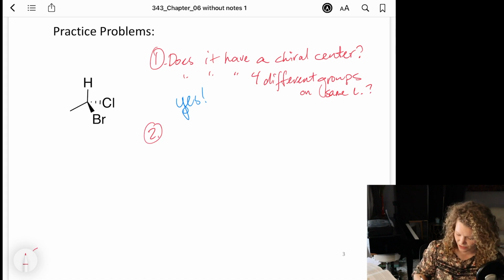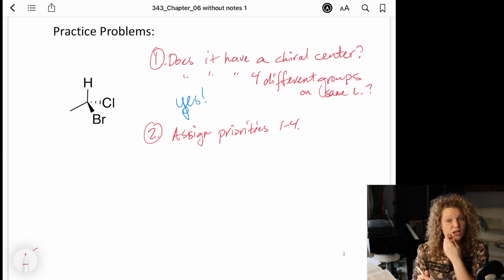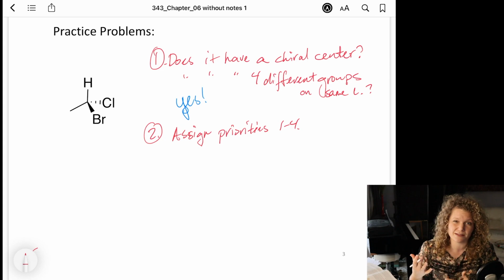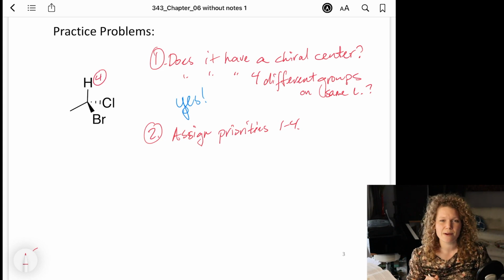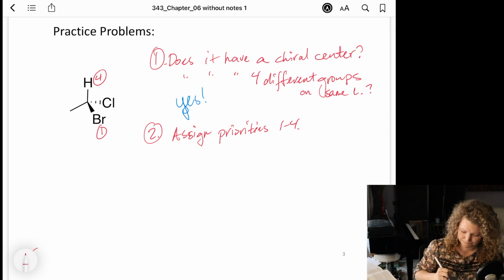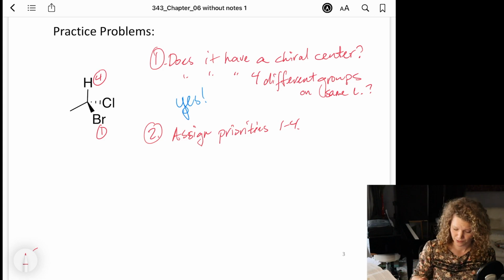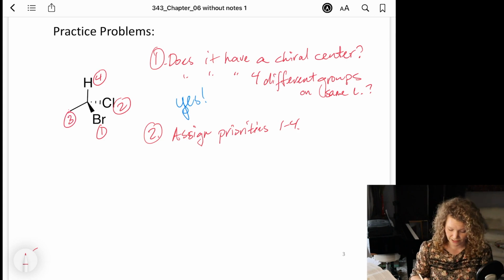And then the second thing you need to do is assign priorities, one through 4. All right, let's do that. So of the 4 groups, which one has the lowest atomic number? That would be our 4. Well, if you said this hydrogen, you would be right. So there's 4. What about the highest priority? Which one has the highest atomic number? That would be bromine. Okay, and you can use your periodic table to help you. Chlorine would be 2, and then this methyl here, which has a carbon, would be 3. Okay, so we've done that.